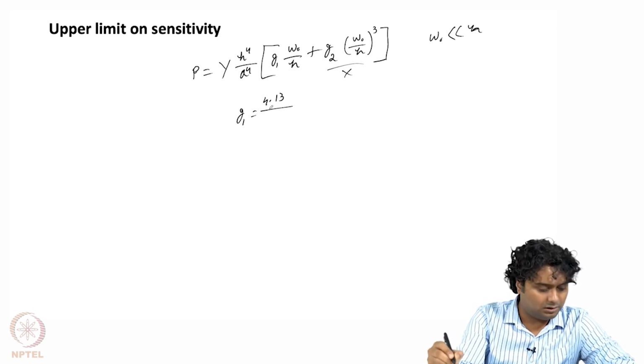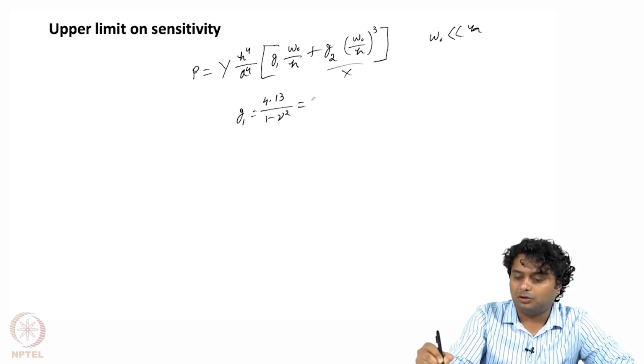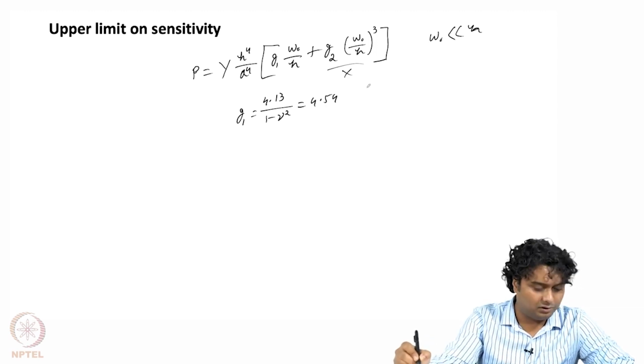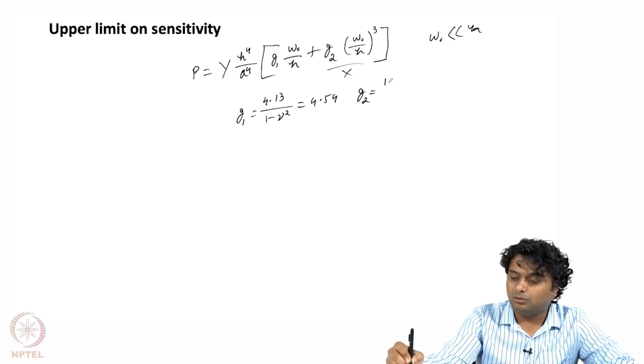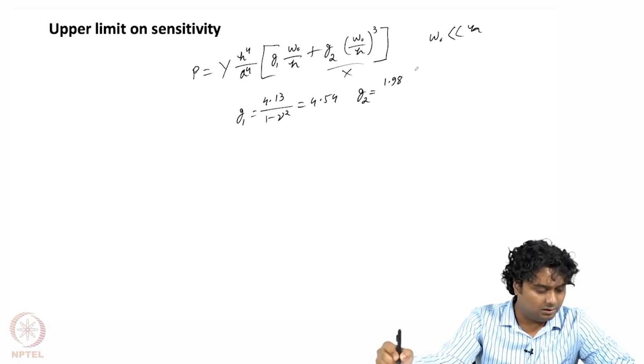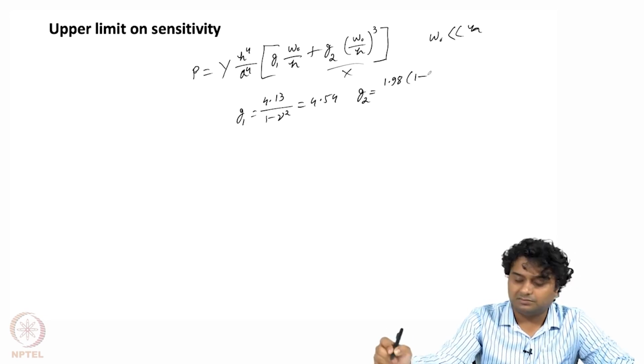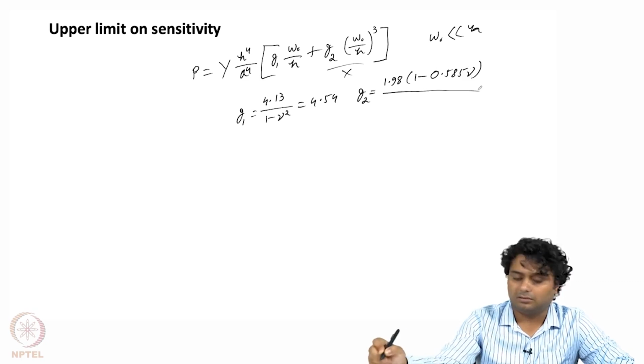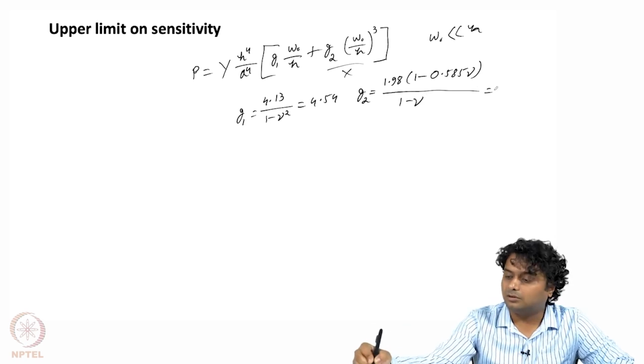This G1 equals 4.13 divided by 1 minus nu square. So if you put the silicon value, it will come as 4.54, and G2 equals 1.98 into, minus, this will be 2.33.